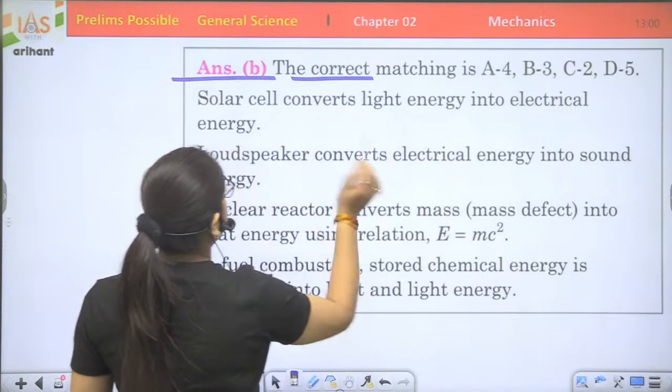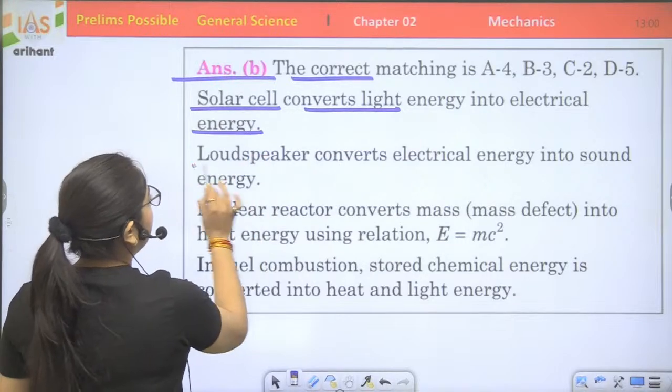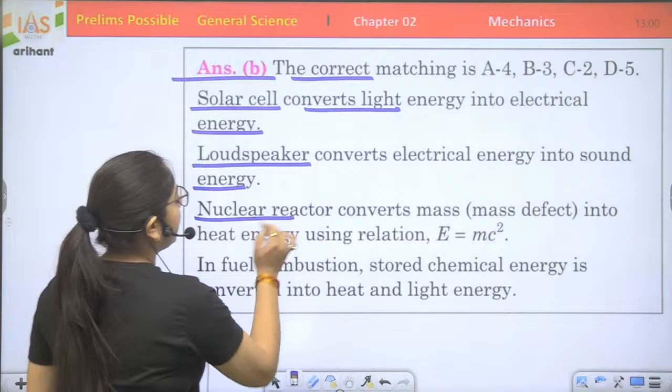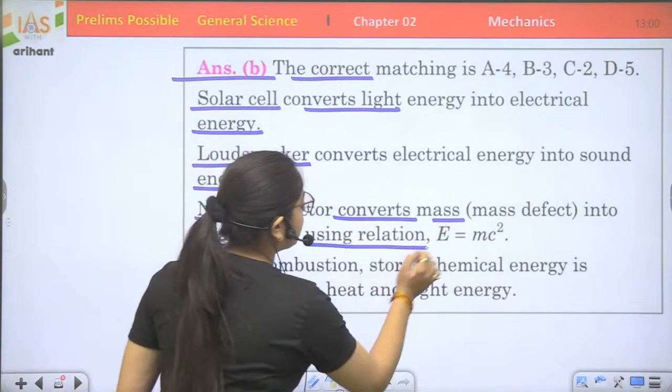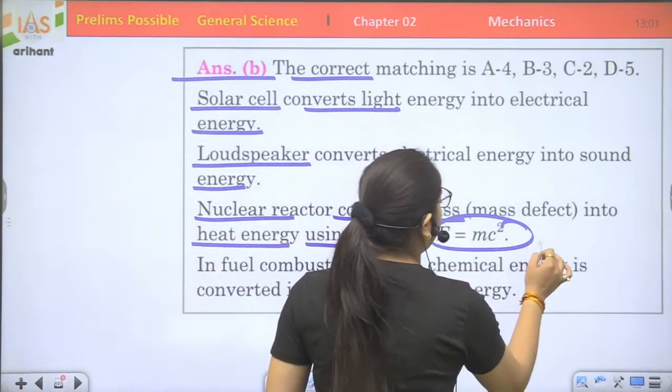The correct matching is: solar cell converts light energy into electrical energy. Loudspeaker converts electrical energy into sound. Nuclear reactor converts mass defect into heat energy using the relation E is equal to mc square, given by Einstein.